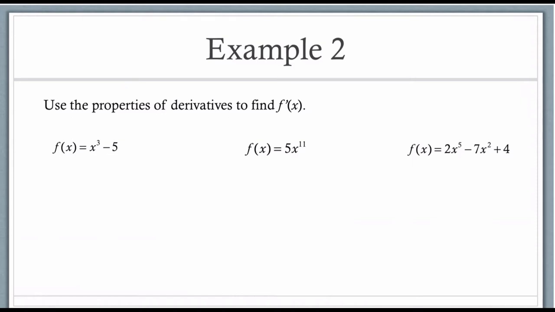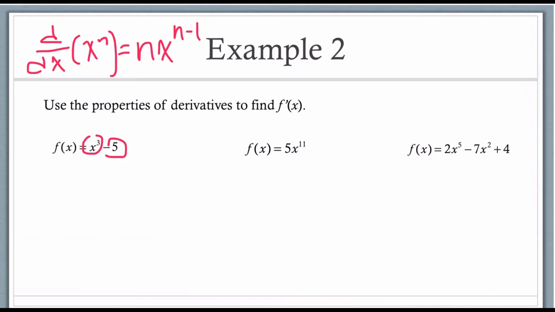Now let's use these properties in order to find the derivative of f. So in my first example, I have x cubed minus 5. So I notice that I have two different types of functions that are being subtracted here. I have x cubed, and then I have negative 5. So I can take the derivative of each term individually. So the derivative of x cubed, well, that's a power function. Remember that if I want to take the derivative of a power function, that's nx to the n minus 1. So the derivative of x cubed, so f prime of x, is equal to 3x squared.